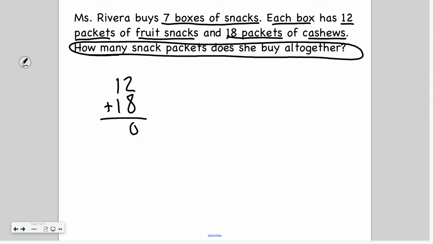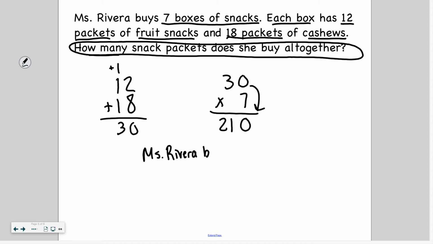So 8 plus 2 is 10. Group the 1, and it's 30. Okay, so there's 30 snack packets in each box, and then she buys 7 of them. So that's 30 times 7, because there's 7 boxes. So I can multiply 30 times 7. Now 7 times 3 is 21. Use my trick, bring down the 0. So it's 210 snack packets. So that means Ms. Rivera buys 210 snack packets.